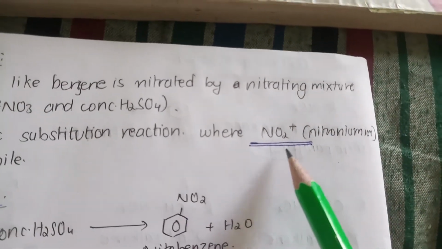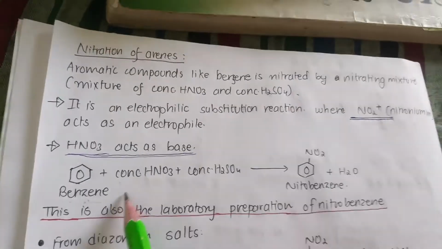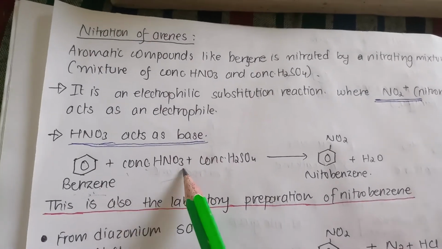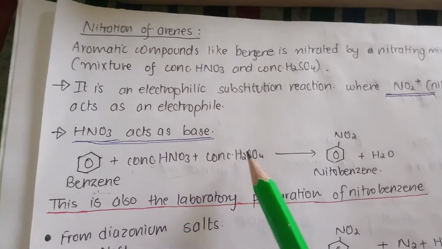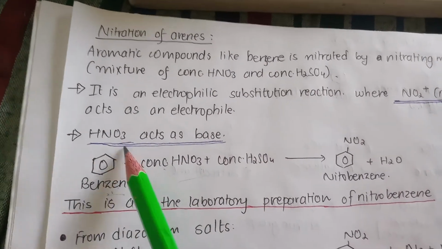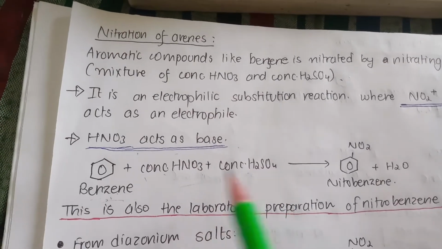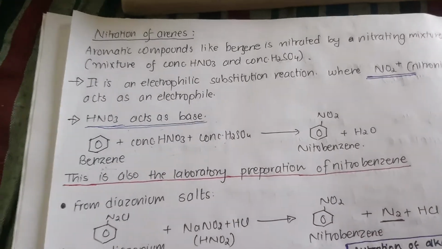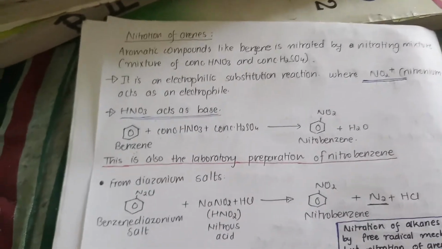NO2 plus, the nitronium ion, acts as an electrophile, and we obtain this nitronium ion from a mixture of concentrated nitric acid and concentrated sulfuric acid, which is also known as the nitrating mixture. Here HNO3, nitric acid, acts as a base, and sulfuric acid acts as an acid. So when benzene is nitrated, it forms nitrobenzene, a very simple way. This is also the laboratory preparation of nitrobenzene.